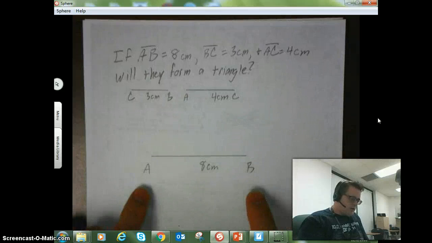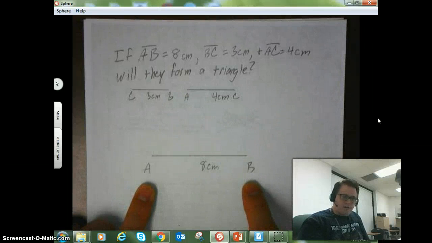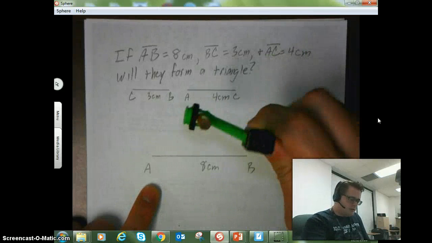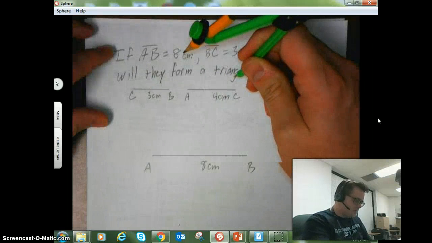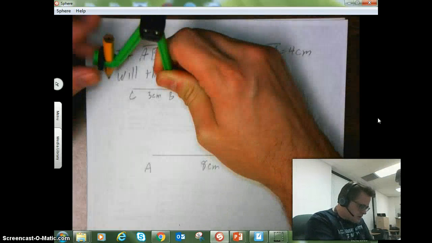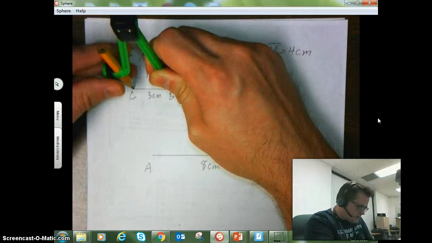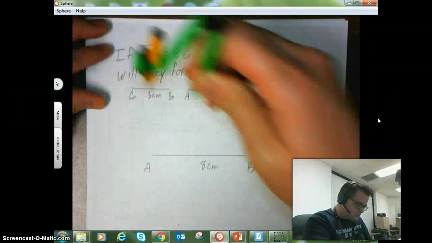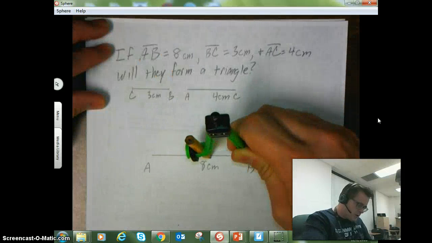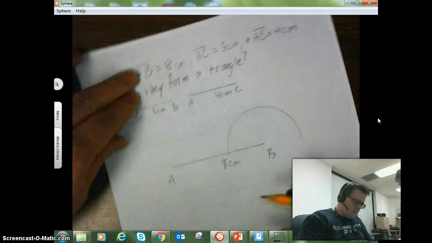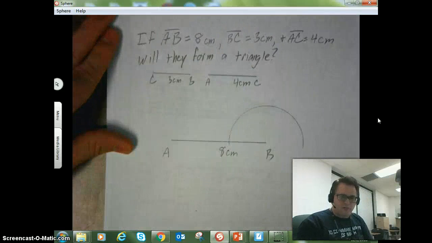I've already measured these segments to be their appropriate lengths according to the problem. So let's copy segment BC. Just like what we saw in the last construction, I'm going to create an arc, and anywhere along that arc could be point C from point B.